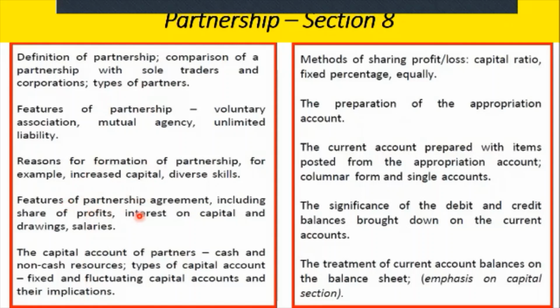Reason for formation, features of the partnership, share of profit, interest on capital, drawing salaries, the capital account for partners, methods of sharing profits and losses, and the preparation of the appropriation account. The current account prepared with items posted from the appropriation account, the significance of the debit and credit balances brought down, and the treatment of current account balances on the balance sheet. Emphasis on the capital section. Okay, section of the balance sheet.